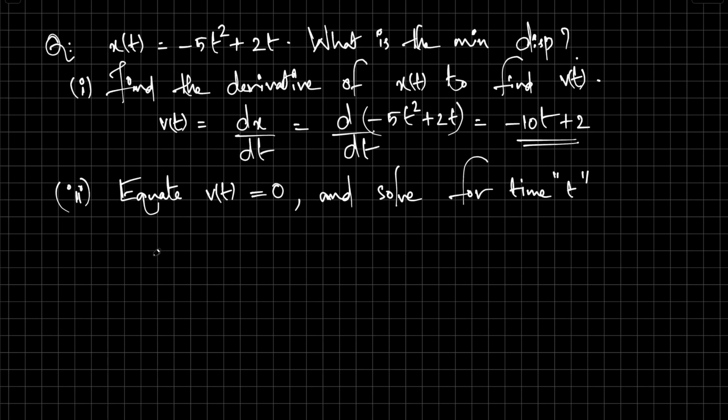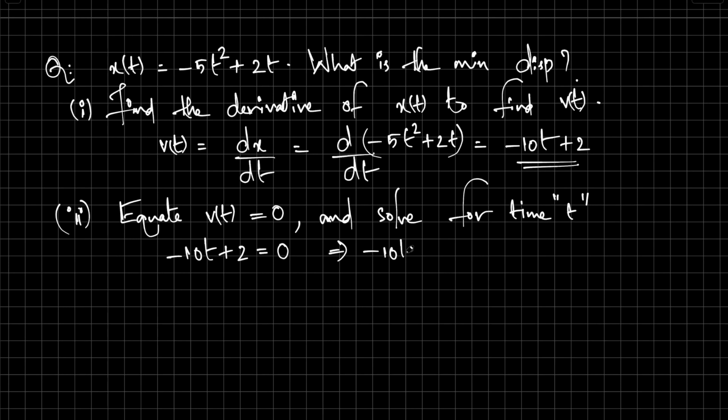So that's my velocity function, minus 10t plus 2. I'm going to equate it to 0. Minus 10t equals minus 2. T equals 2 by 10, 0.2 seconds. That means when time t equals 0.2 seconds, the object would reach the minimum or maximum displacement. In this case, maximum displacement.